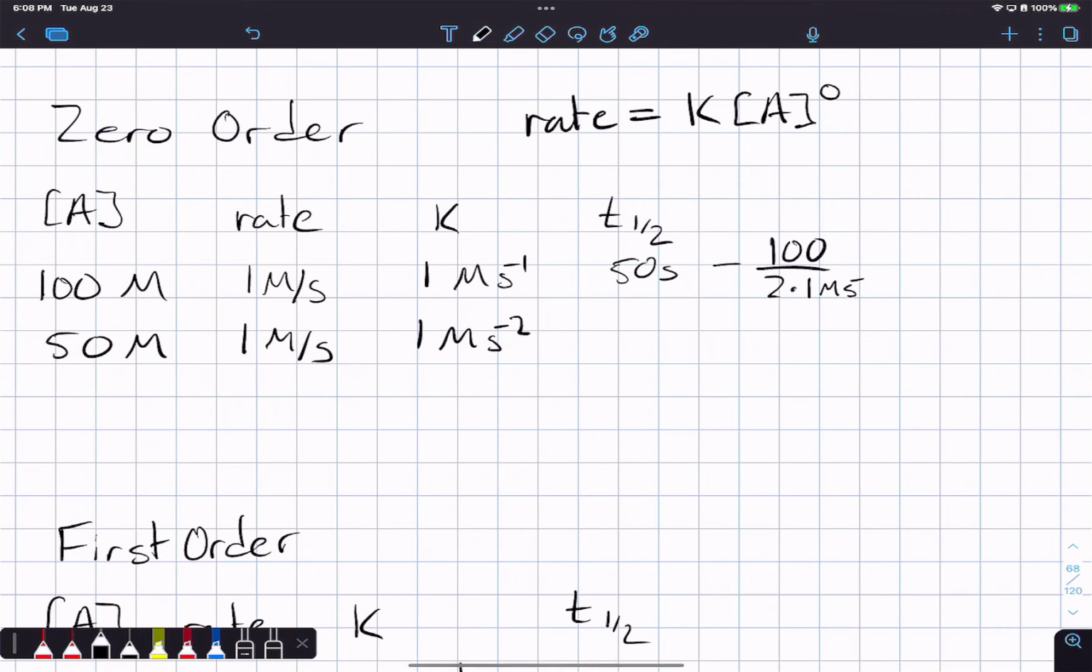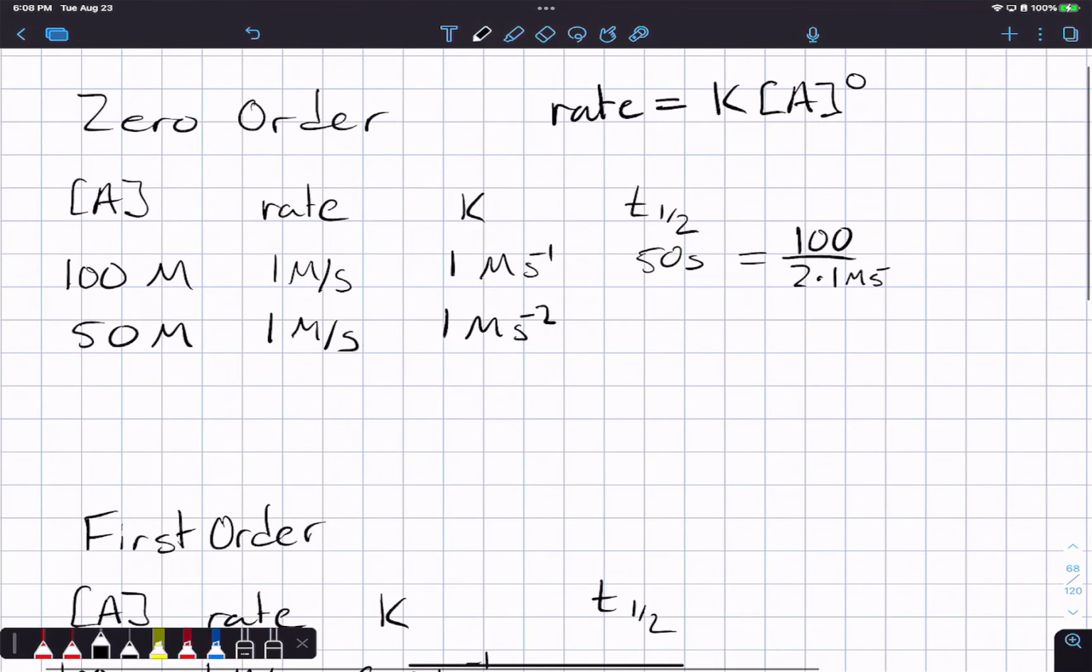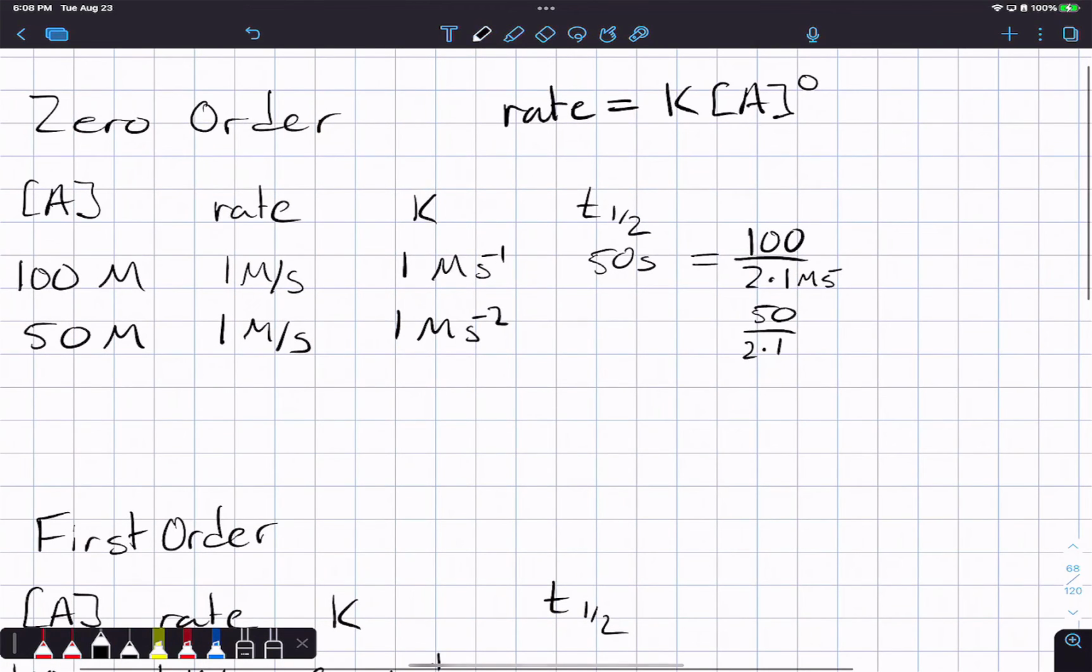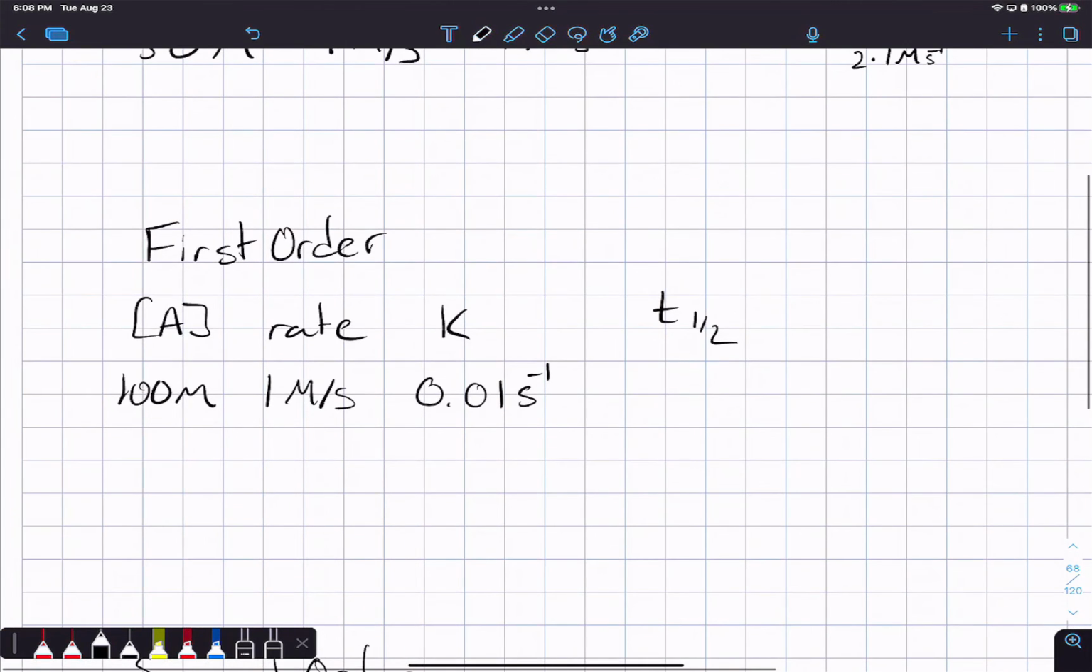Now if we want to calculate half-life with an initial concentration of 50 molar, it's 50, our rate's the same, K is the same. So it's still 2 times 1 molar per inverse second, so 25 seconds. Okay. So if we want to calculate the rate, what's the half-life going to be, these set of conditions for first order reaction?